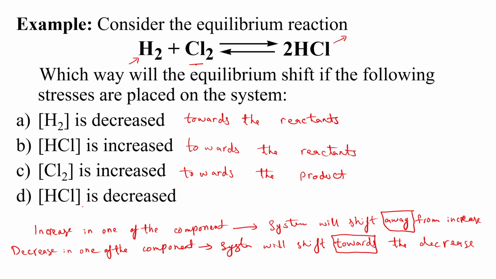The last one we have is hydrochloric acid is decreased. If we have a decrease here in the product, the system will shift towards the decrease. So here we will have the answer towards the product. I hope you guys have the same answer.